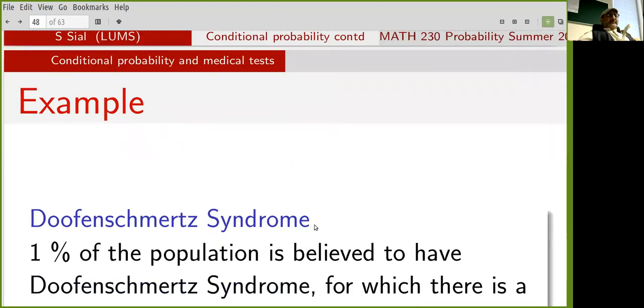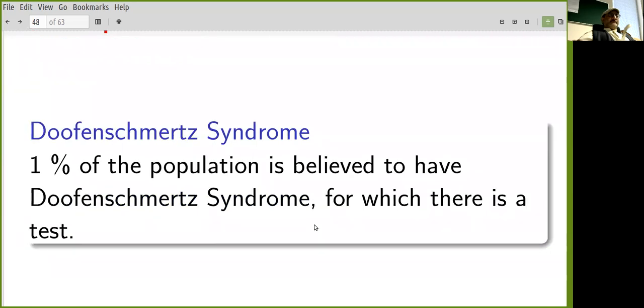Okay, so let's say we have Doofenshmirtz syndrome. It's a terrible rare disease, and well, I don't know if 1% is rare. Anyway, 1% of the population is believed to have Doofenshmirtz syndrome, for which there is a test.